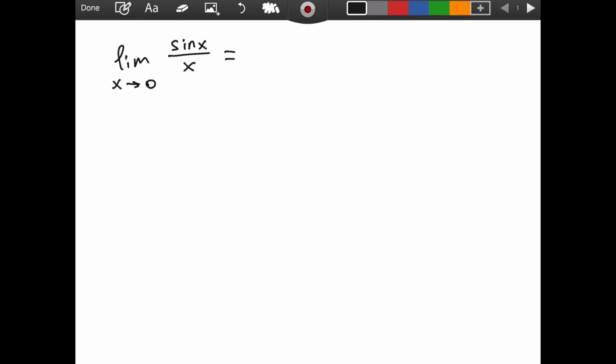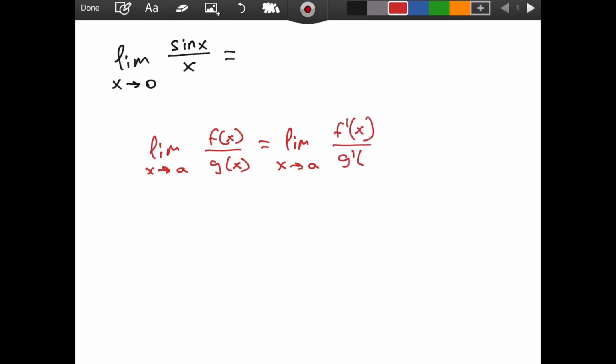So let's remember L'Hopital's rule. It says if we have the limit as x approaches a, where a can be 0, infinity, positive or minus infinity, anything, of f of x divided by g of x, and if this is in the form of 0 over 0 or infinity over infinity, if it is one of our indeterminate forms, then this is also equal to the limit as x approaches a of f prime of x divided by g prime of x. And prime notation here means the derivative with respect to x.